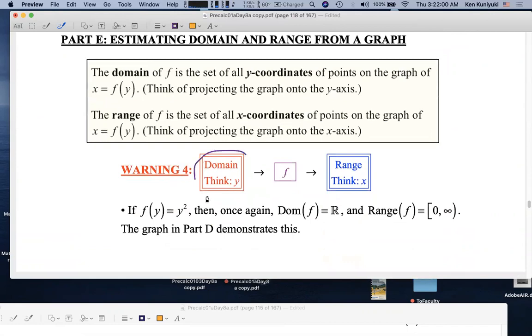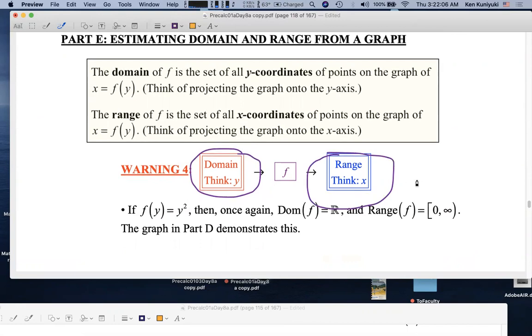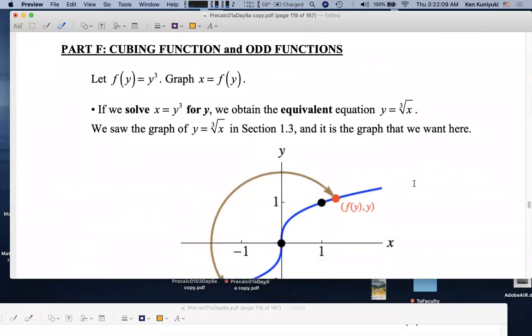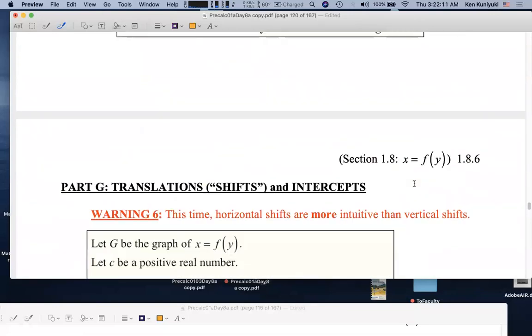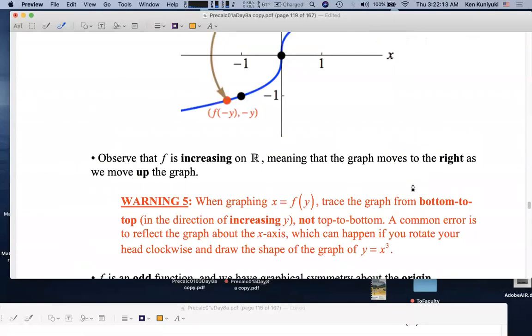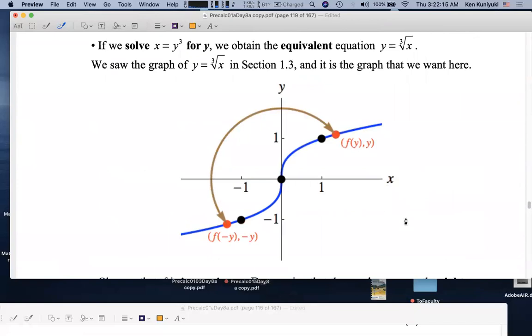Right. Domain corresponds to the y coordinates we pick up on the graph. Range corresponds to the x coordinates we pick up on the graph. By the way, odd functions still have the property that you have symmetry about the origin.